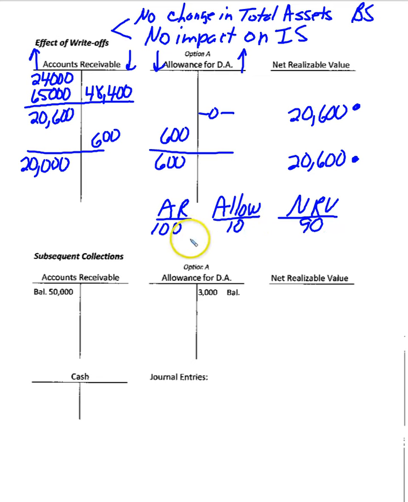So we estimate of the $100 we won't collect 10. So let's write off 7. If I write off 7, that reduces accounts receivable and it reduces the allowance account, right? Both of those get reduced with the write-off. So after the write-off, accounts receivable is 93, the allowance account is 3, 93 minus 3, still 90. So no impact. The write-off has no impact on total assets. So the bottom line, no real effect on the balance sheet, and it does absolutely nothing to the income statement.